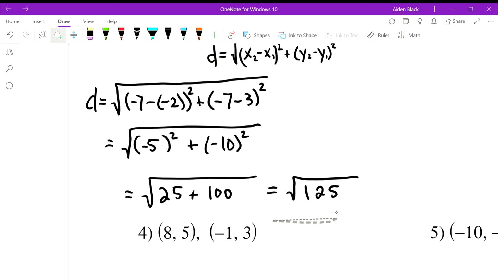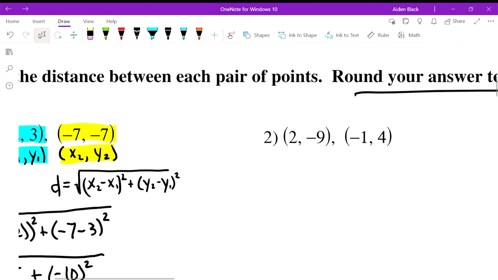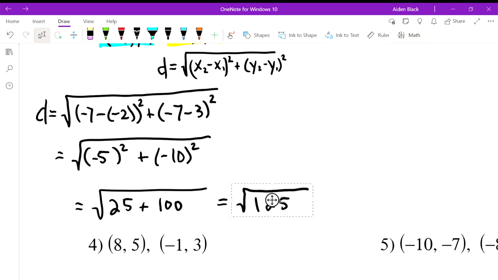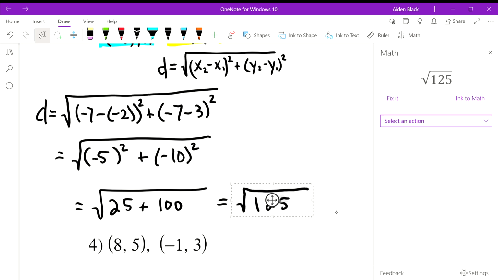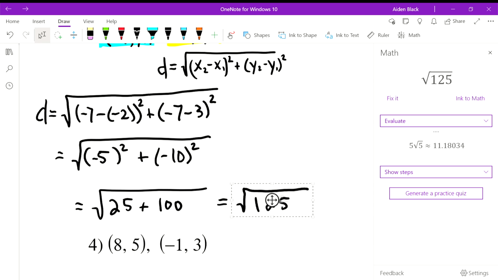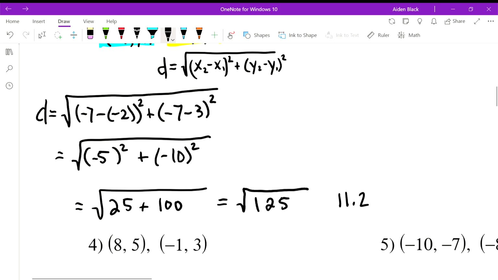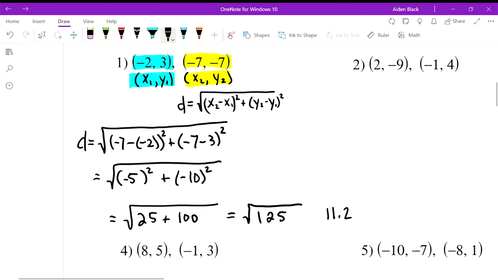Now we still need to find the answer to the nearest tenth, right? Cool, so what we'll do is I'll use my math bar on my OneNote, which is a really cool feature. It'll allow me to evaluate, and the tenth is 11.2. We'll round up to the nearest tenth. Cool. So you can do that with a calculator, but honestly, I really personally like this answer. It looks a lot nicer.